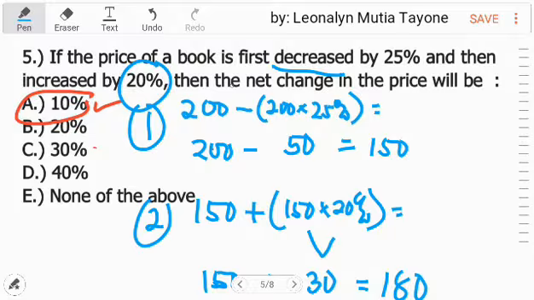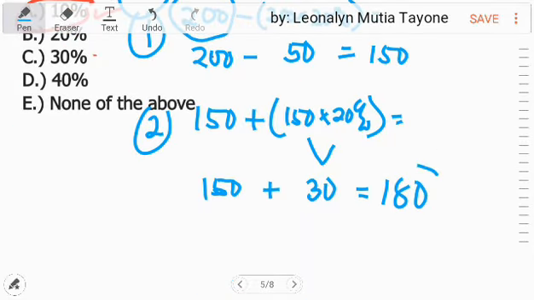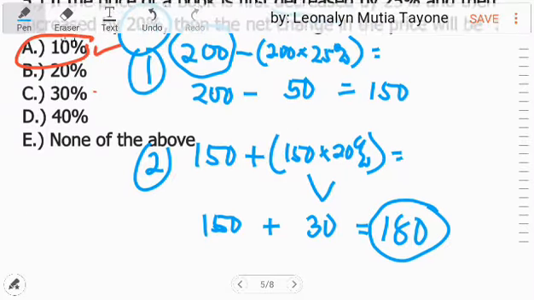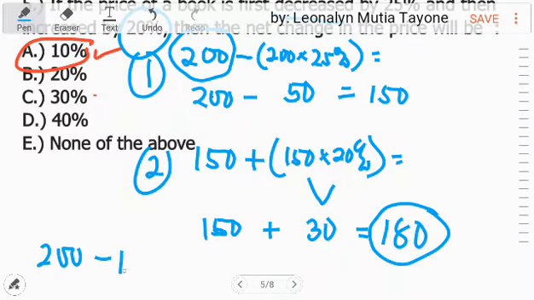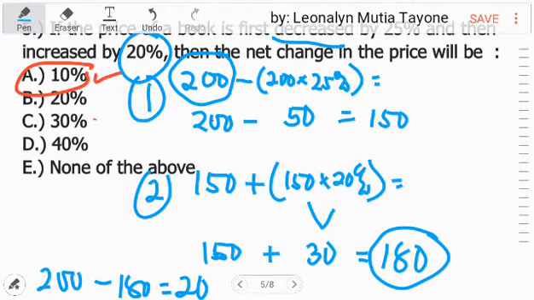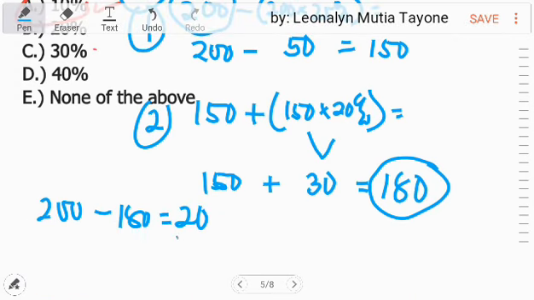Again, go back to the original price of 200 minus the 180. So 200 versus 180, 200 minus 180 equals 20. The question is the net change in the price. The change in price is this 20, not 20% because we are at 200 already. Divide this 20 by 200, what percent is it? And that is 10%.